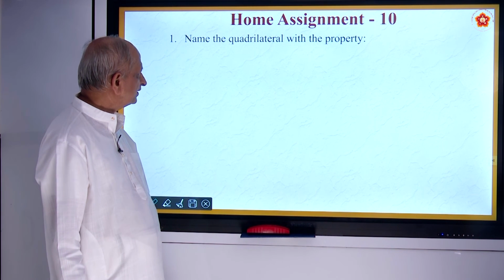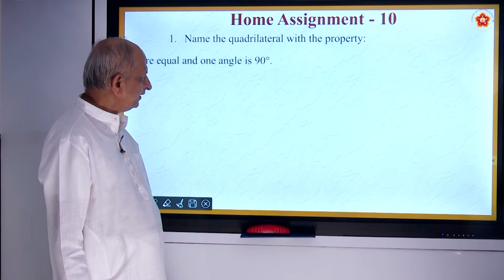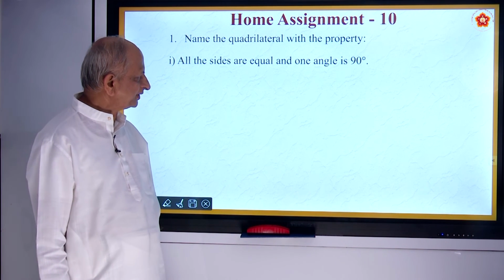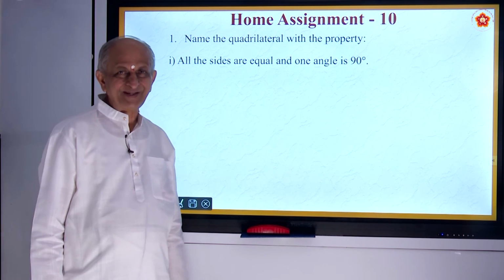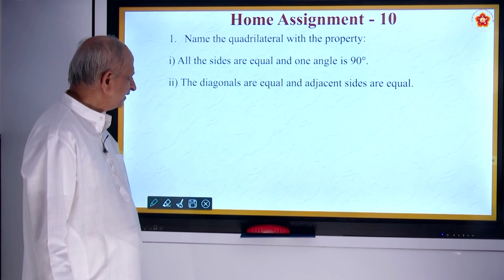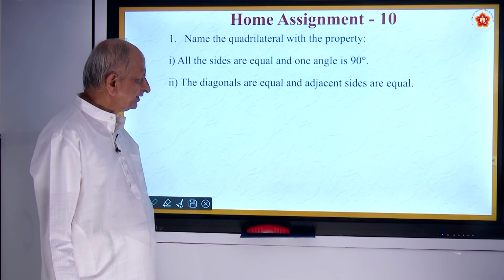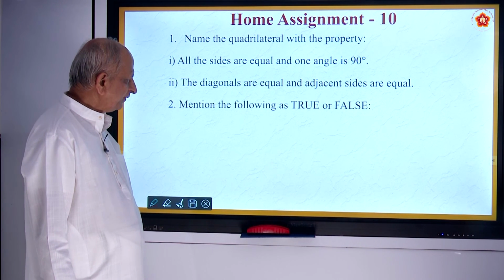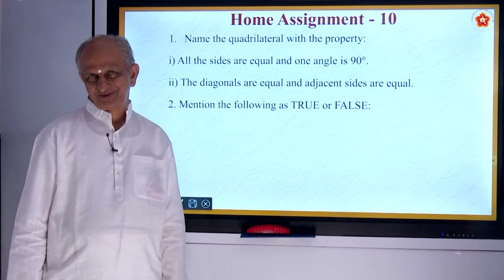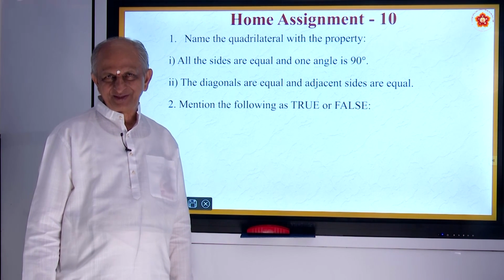Last home assignment, name the quadrilateral with the property all the sides are equal and one angle is 90 degrees. You must name it. Think about that. Diagonals are equal and adjacent sides are equal. Mention the following as true or false. You must write whether it is true or false.